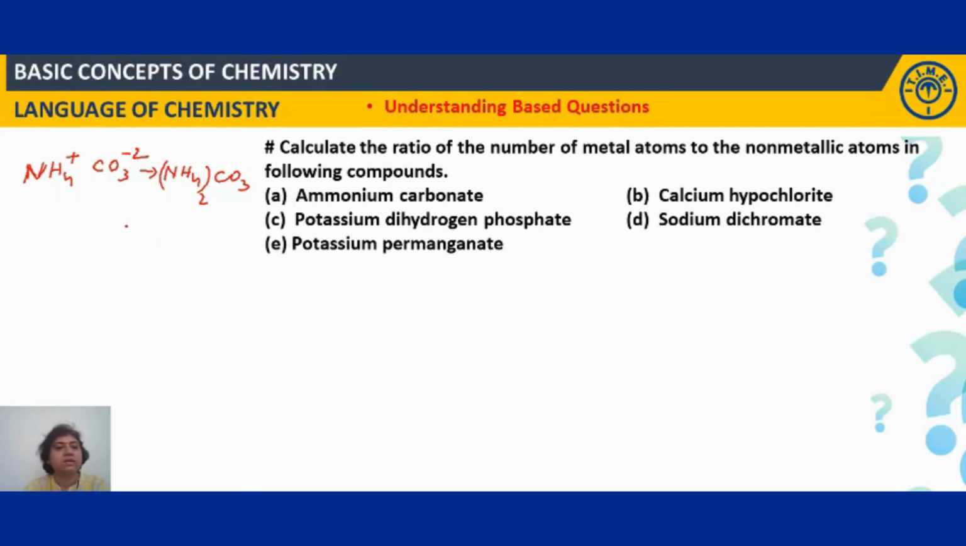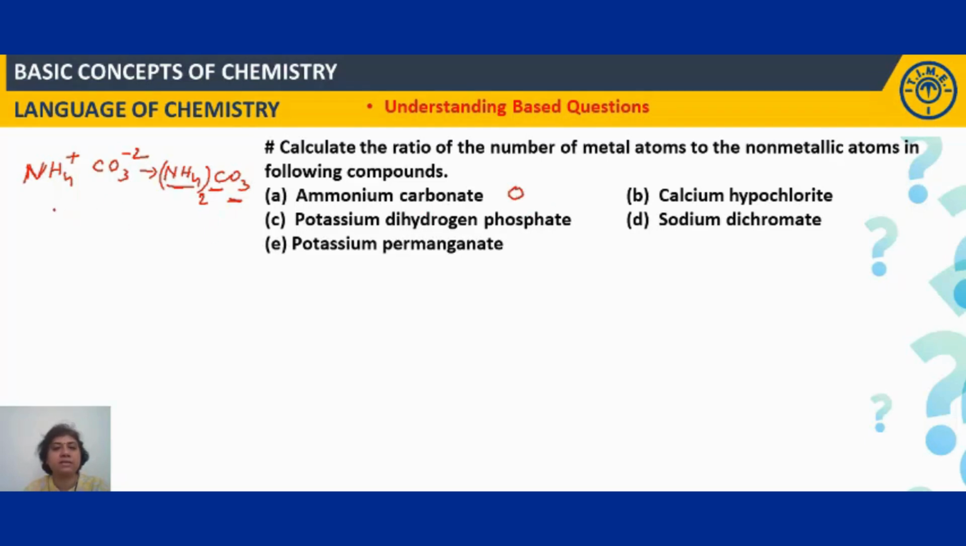Okay. So number of metal atoms to non-metal atoms: there is no metal atom, so number of metal atoms is 0. Non-metal atoms are NH4, meaning 1 nitrogen atom, 4 hydrogen atoms. So 5 twos are 10, plus carbon 1, 11, plus 3 oxygen atoms, 14. So 0 by 14, answer is 0.